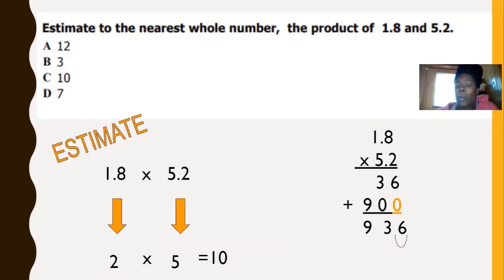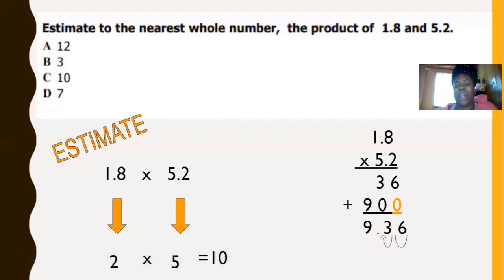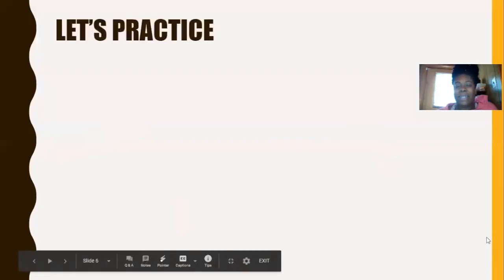If I put it in between the 9 and the 3, the answer is 9.36. And so I know that 9.36 is way closer to 10 than placing the decimal in any other place. And so I'm going to go ahead and put the decimal right in between the 9 and 3. And that's my actual answer. Excellent job. Let's move on.